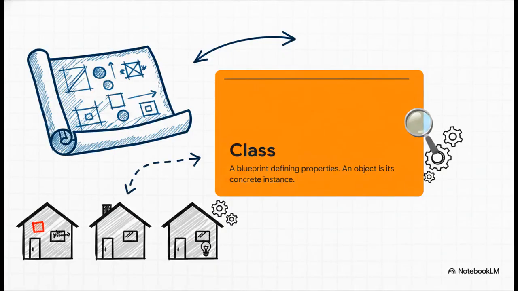Okay, pretty much every OOP exam is going to test you on these 2 fundamental terms, class and object. Think of a class as basically your blueprint or template. It defines the properties, which are just your variables, and the behaviors, which are your functions or methods. An object, on the flip side, is the concrete actual instance that is created from that blueprint.